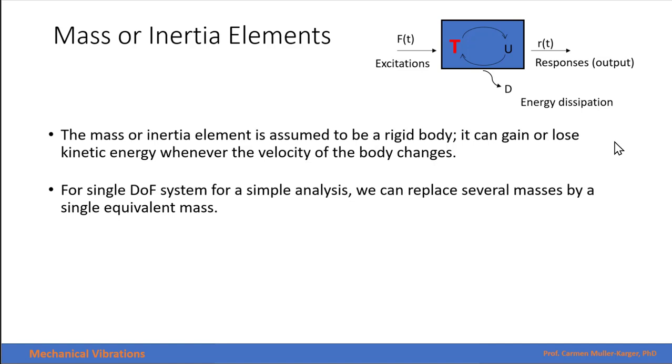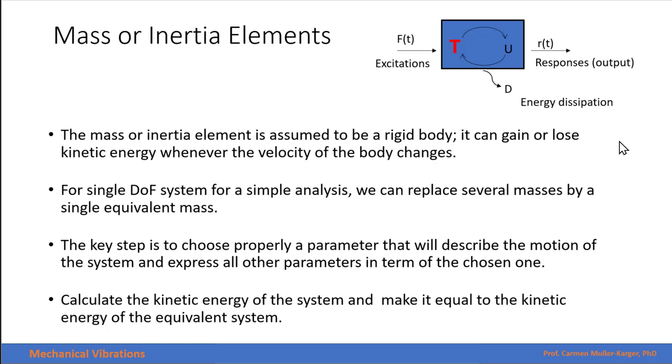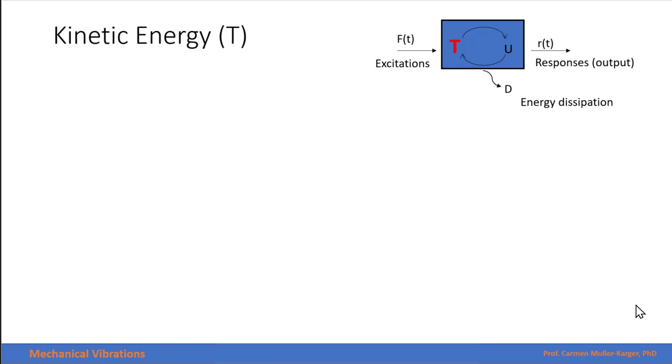For a single degree of freedom system, for this simple analysis, we can replace several masses by a single equivalent mass. The key is to choose properly a parameter that will describe the motion of the system and express all the other parameters in terms of the chosen one. Calculate the kinetic energy of the system and make it equal to the kinetic energy of the equivalent system. Let's remember what the equations are to calculate kinetic energy.